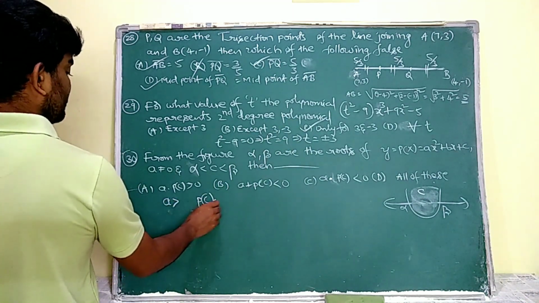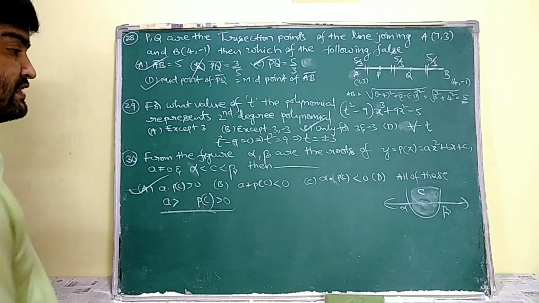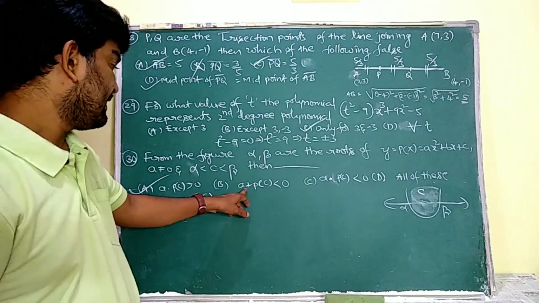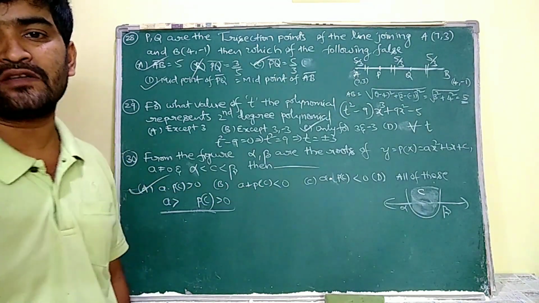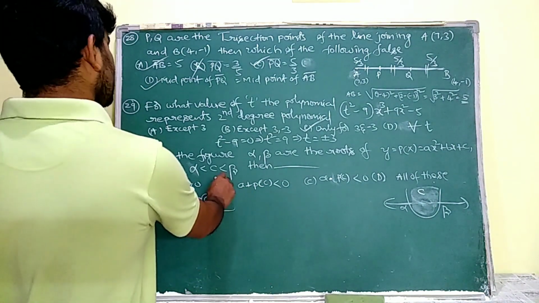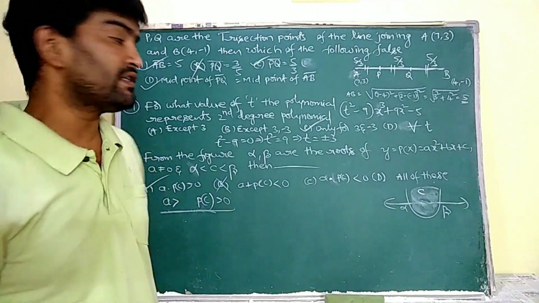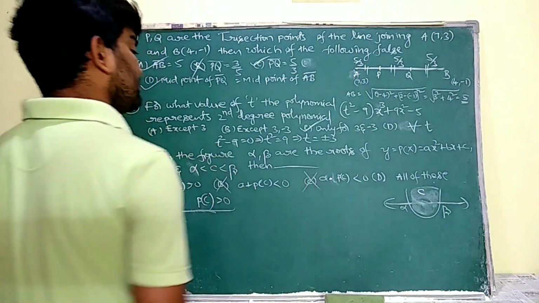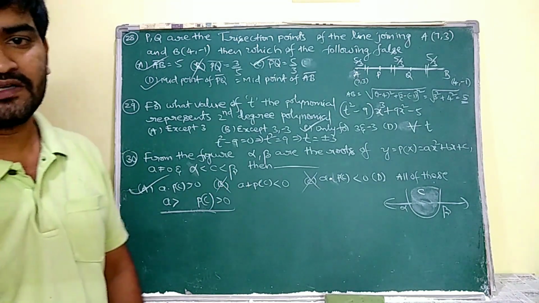A is greater than 0, p of c is greater than 0. The product is also greater than 0. So it's true. Now it is a positive value, it is also a positive value. The sum of two positive values is always positive, but here it is given as negative, so it's wrong. Positive into positive is always positive, it's given as negative, it's wrong. So option D is also wrong. Option A is your answer.